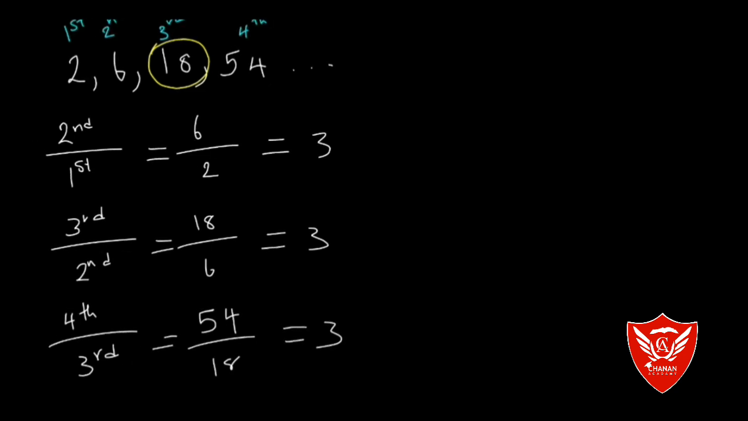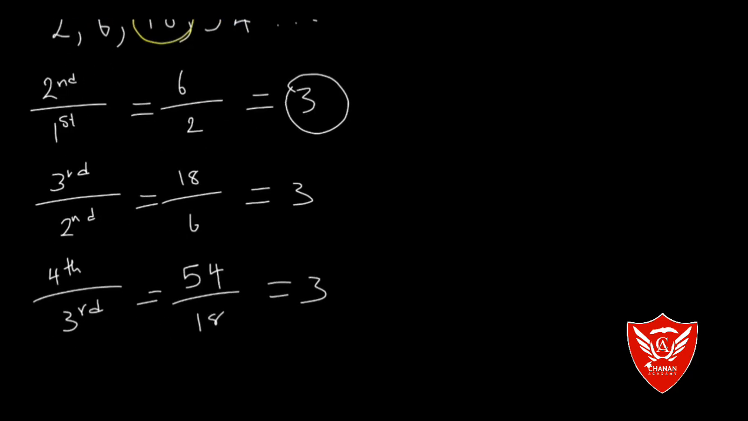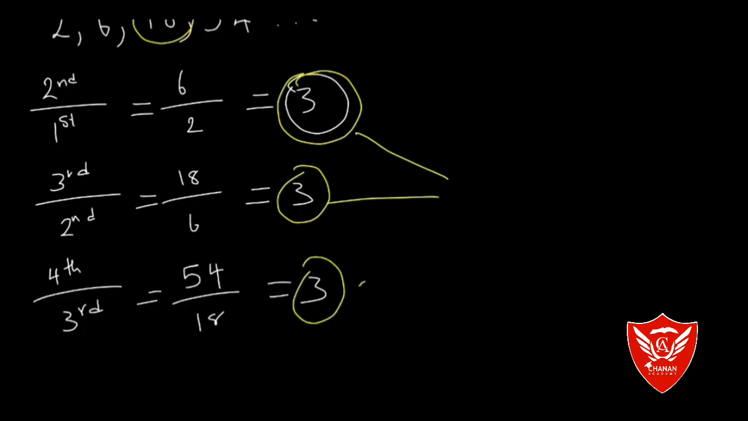Now you see, for us to get the second term, which is 6, we multiply by this ratio 3. 3 multiplied by 2 gives 6. For us to get 18, which is the third term, we multiply the second term by the ratio, which is 3, and we get 18. The same thing we'll do to get the fourth term. Now take note, these 3s are called the common ratio, and it is represented as R.